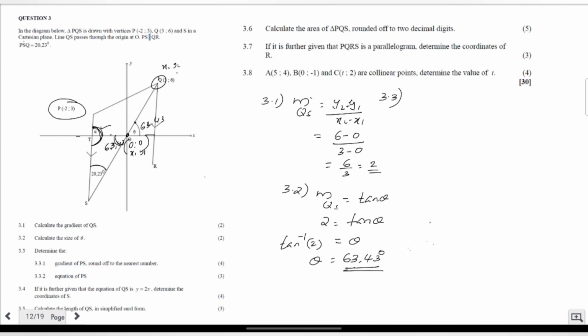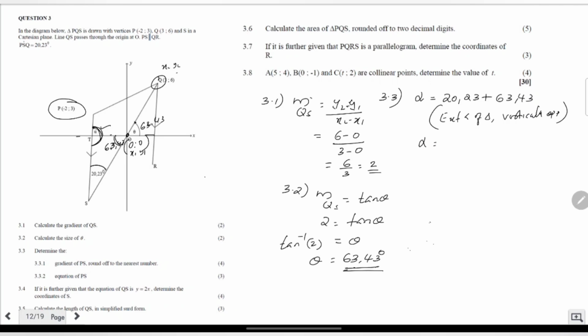Okay, so let's get the value of alpha. So I'm using alpha, where alpha is equal to 20.23 plus 63.43. Here we use the idea of exterior angle, isn't it? Exterior angle of a triangle, then plus vertically opposite also. These two ideas we use to get this. Clear? Therefore alpha is equal to what?